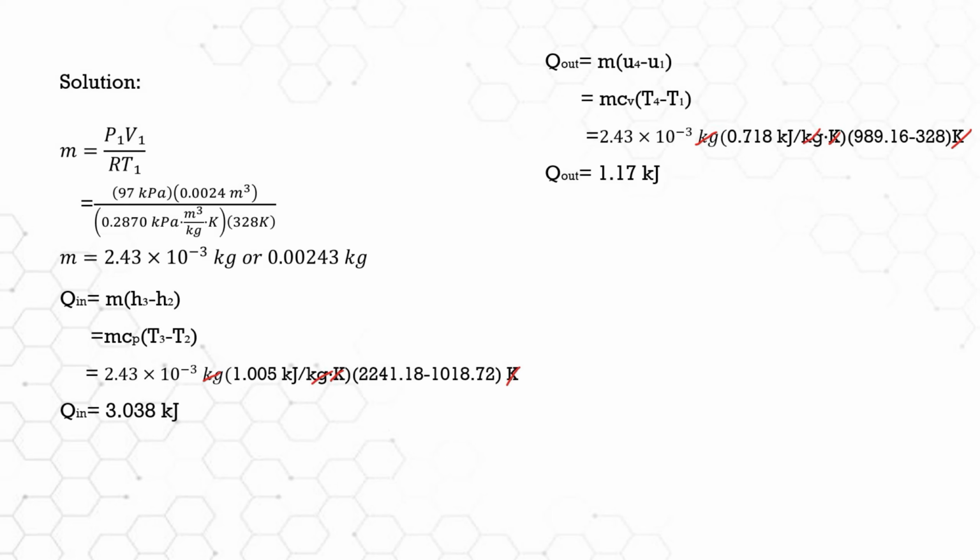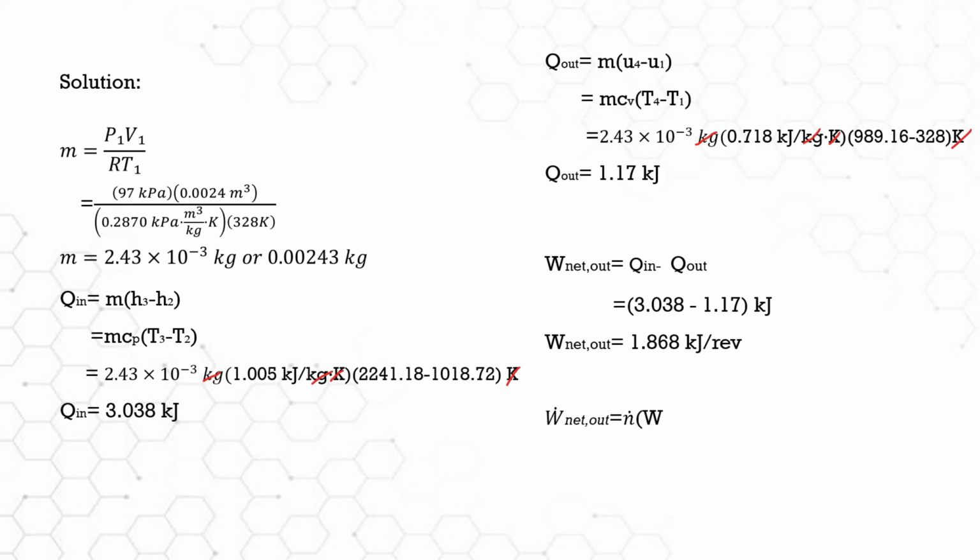So we are going to solve for our net work output by the formula net work output equals to heat input minus heat output. Plug in the values. We have 3.038 kilojoules minus 1.17 kilojoules, which is equals to 1.868 kilojoules per revolution.